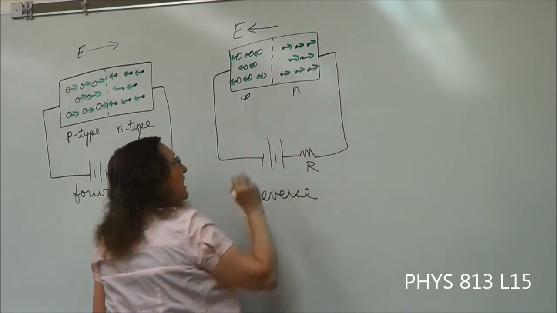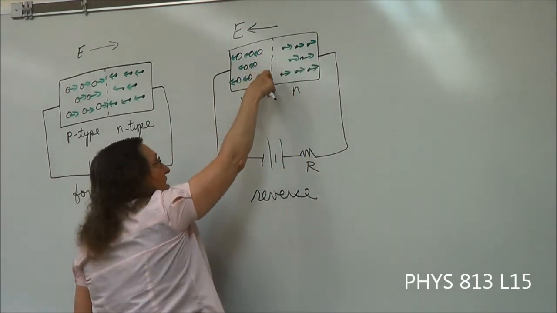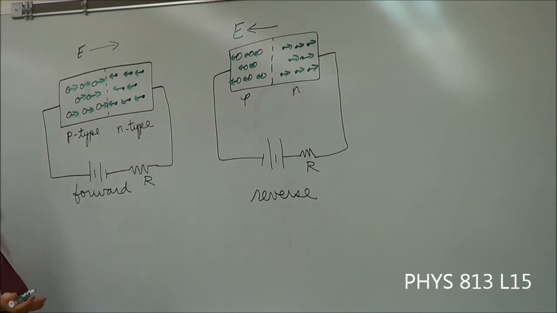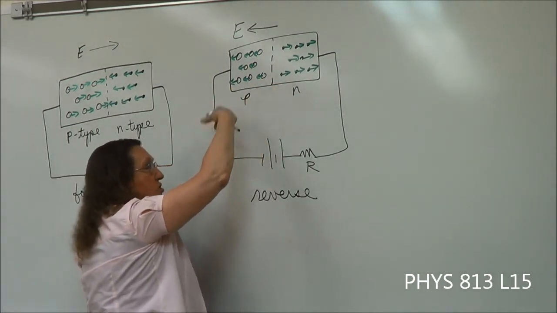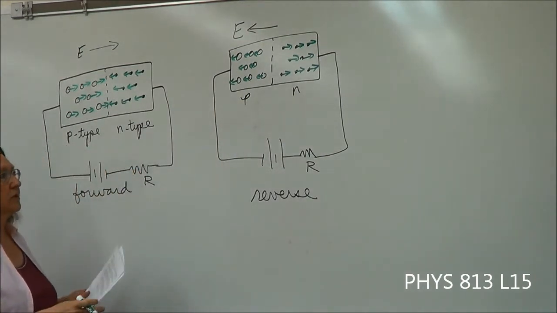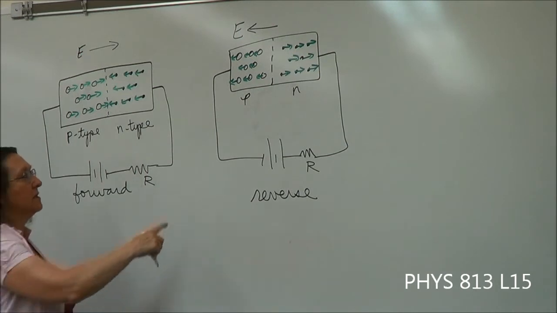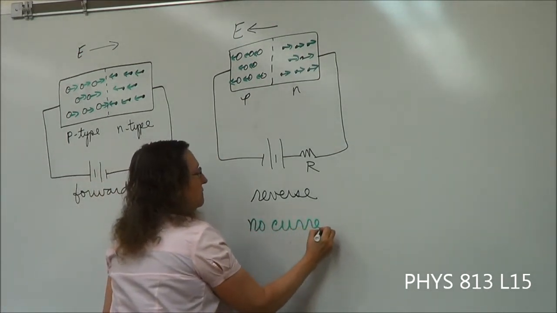So if that's the case, the charges and the holes are moving away from the middle part, the junction there, and if they do that, there are no charges going to get across the junction to actually travel through the circuit to be current. So in this case, no current.